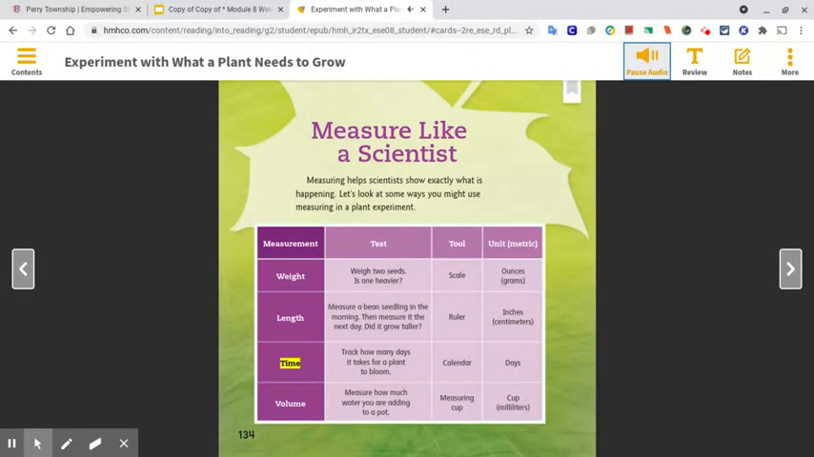Measurement, time, test. Track how many days it takes for a plant to bloom. Tool, calendar. Unit, metric, days. Measurement, volume, test. Measure how much water you are adding to a pot. Tool, measuring cup. Unit, metric, cup, milliliters.